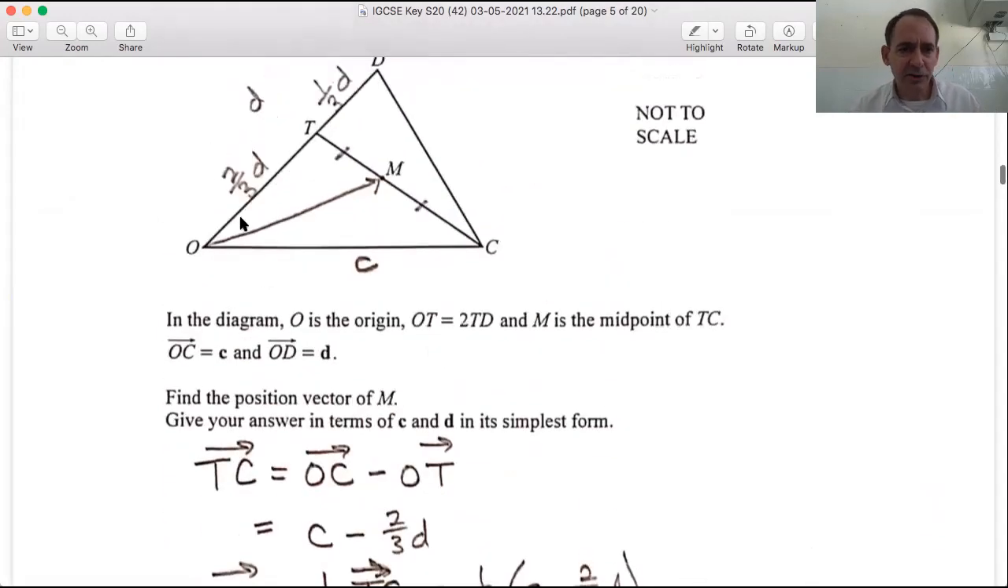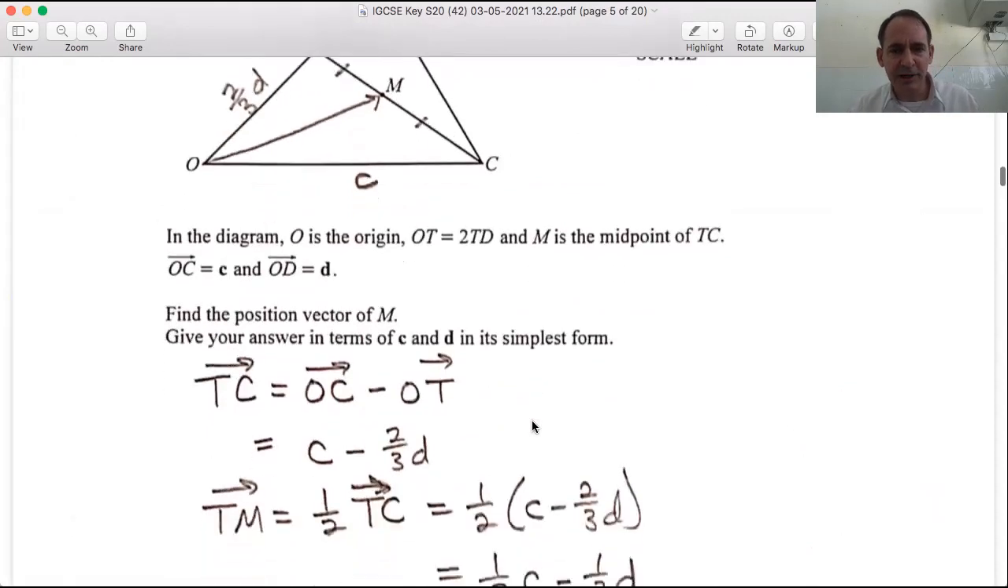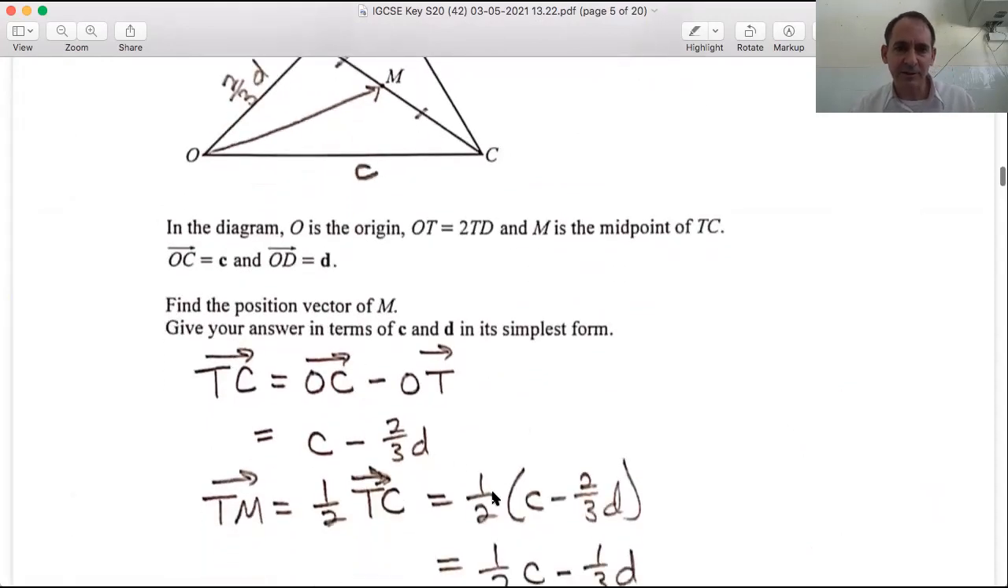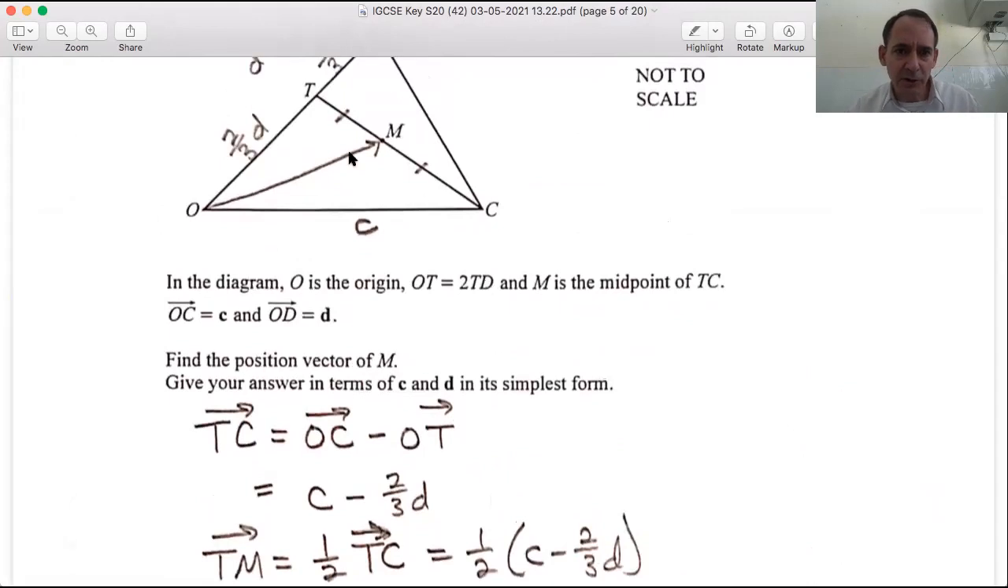So again, you want to use your big letters to help you figure it out first and then go to the little vectors. And also you sometimes have to figure out another line first before you can get to the part that you want.